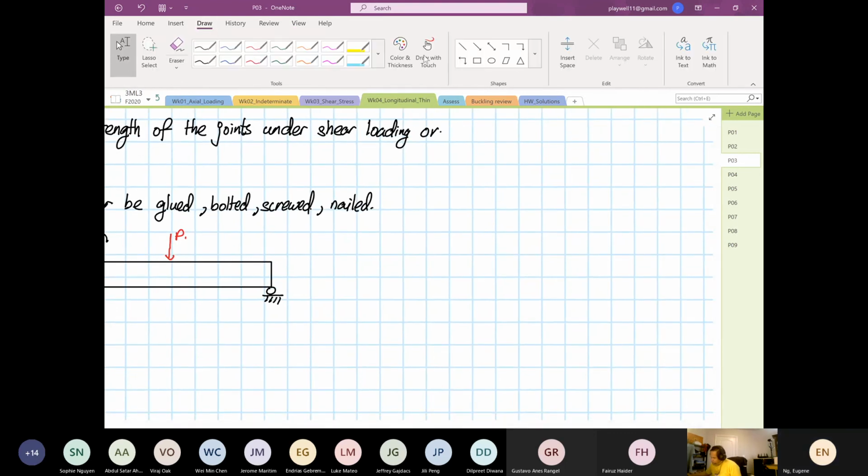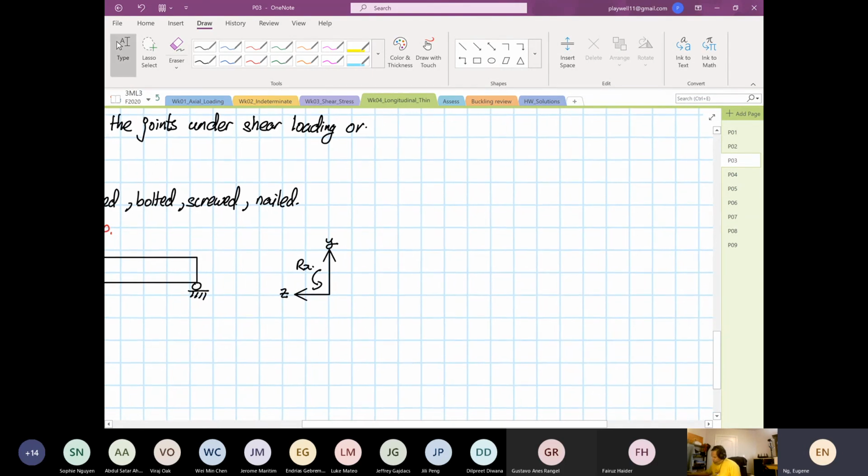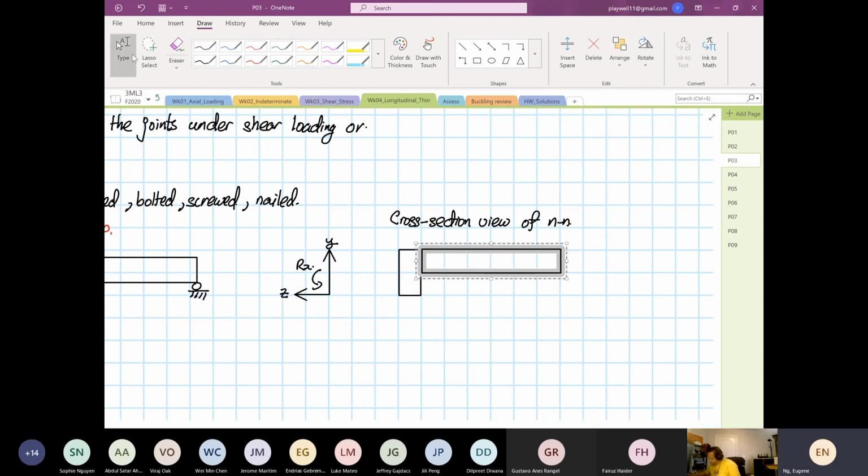So the cross section will be, so this is a transformation. Now this is your Z, and this is your Y, and then this is your rotation in your X direction. And then this is a cross section, the cross section view of NN. So this is how the structure looks like. The structure is made of different sections. One over here, then you have another beam that looks like this, then you have another part that looks like this, and then you have another section that looks like this.